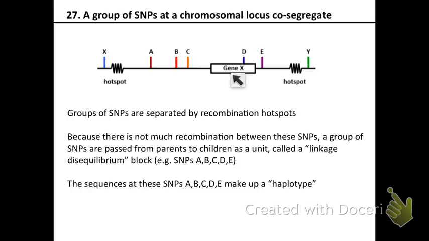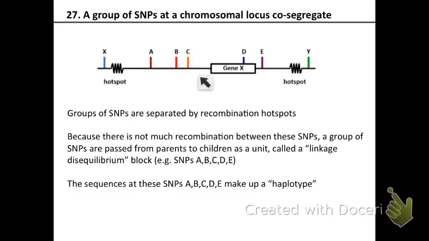In the human genome, these groups of SNPs are separated by recombination hotspots, okay? These hotspots are regions on the chromosomes where most crossovers occur. What that means is that there is not going to be very much recombination in between two hotspots. Because there's not much recombination between these two hotspots, this group of SNPs here, A, B, C, D, E, is going to be passed from the parent to the children as a unit, right? So this is called a linkage disequilibrium block.